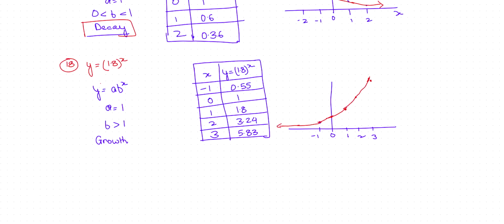Okay, so we see that as x increases, the value of y increases. And again, as x goes towards negative infinity, the value approaches 0, though it doesn't touch it, but it approaches 0. So this is an exponential growth function. With x increasing, the value of y also increases.